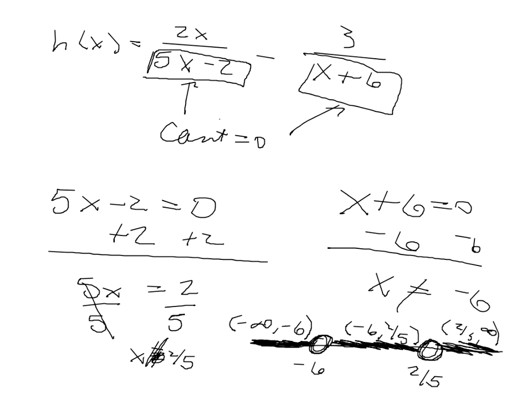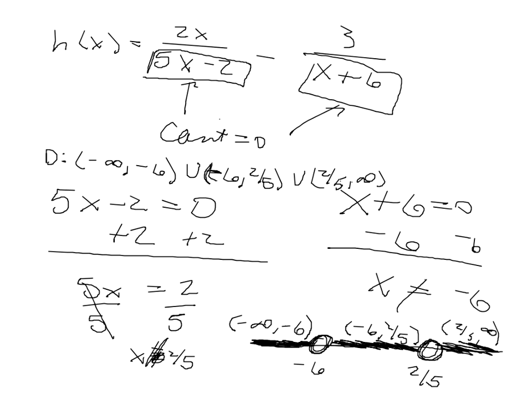I can't include minus 6, so rounded parenthesis, rounded parenthesis. I can't include 2/5, so rounded parenthesis, rounded parenthesis. So finally, I can write my domain. We'll put it right here in the middle of the screen. Minus infinity up to minus 6, union with minus 6 up to 2/5, union with 2/5 to positive infinity. So this is all of the real numbers, except where the two denominators are equal to 0.